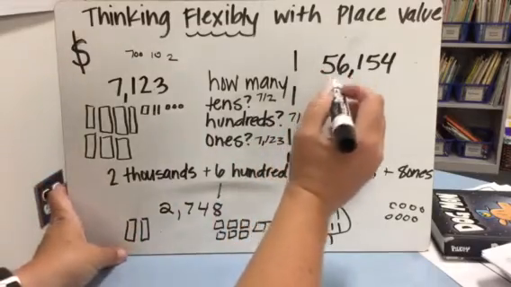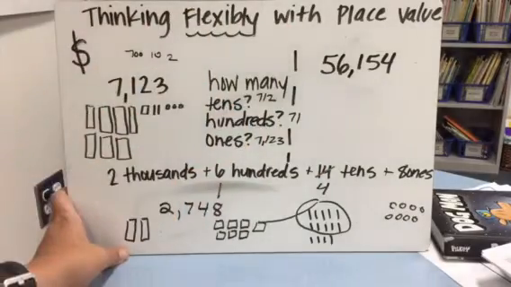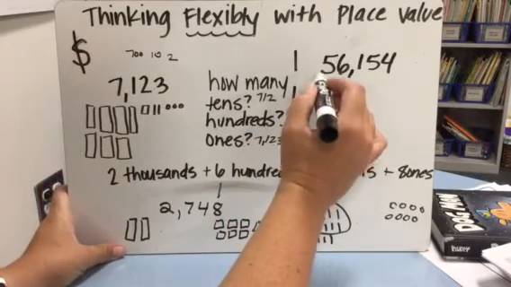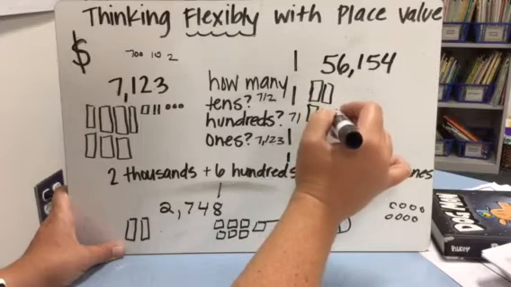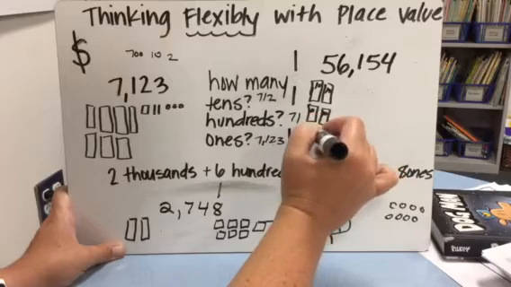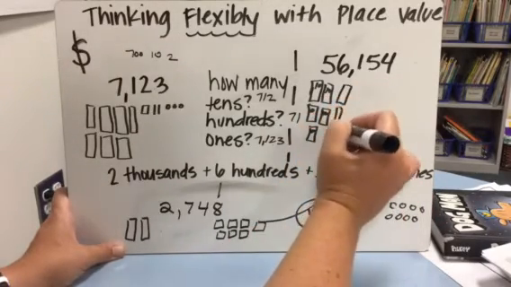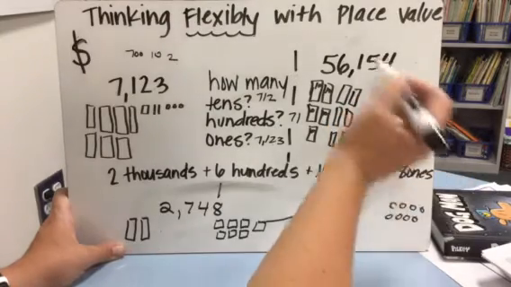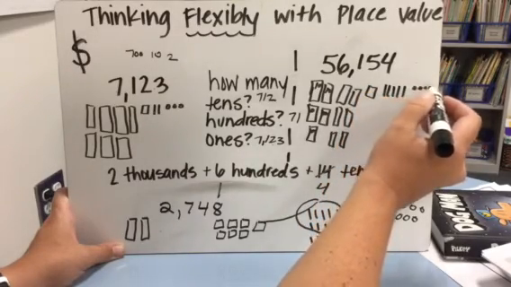So here, I could have 56,154. Now, I could draw 56,154 ones, but I'm going to do something a little more efficient. So here I have 5 10,000s. To show that, I'm going to make this, and I'm going to put a 10 in each of them to show that that's 10,000s. Now I have my 6,000s, and those are just going to be plain old thousands. Now I have my 100, my 50, and my 4.